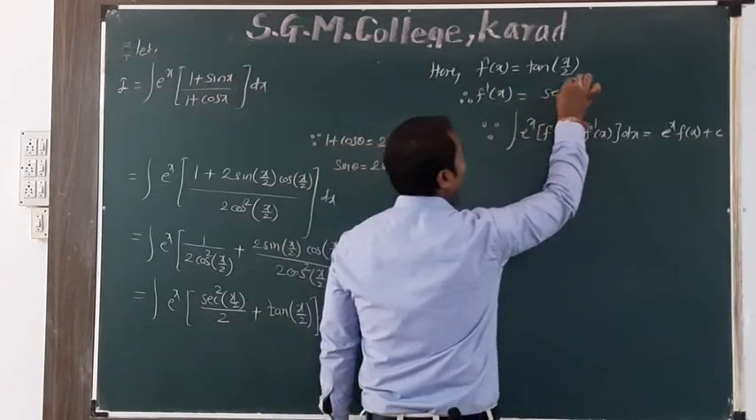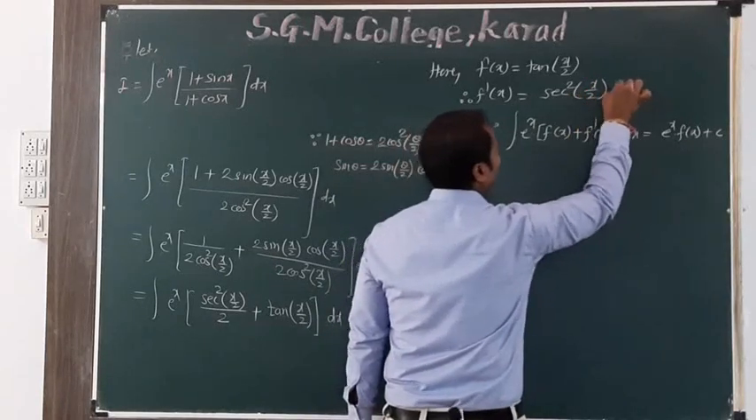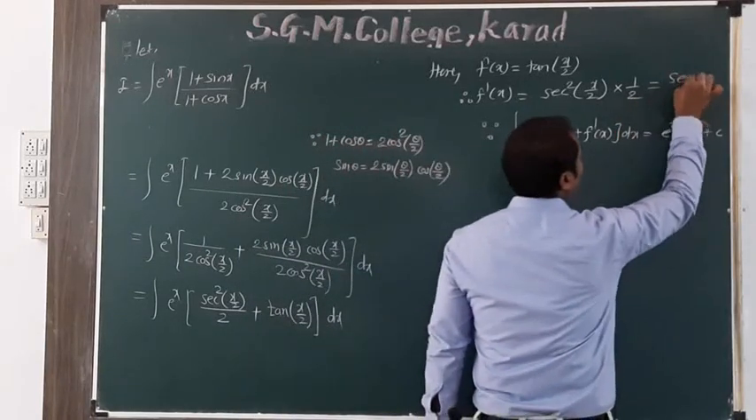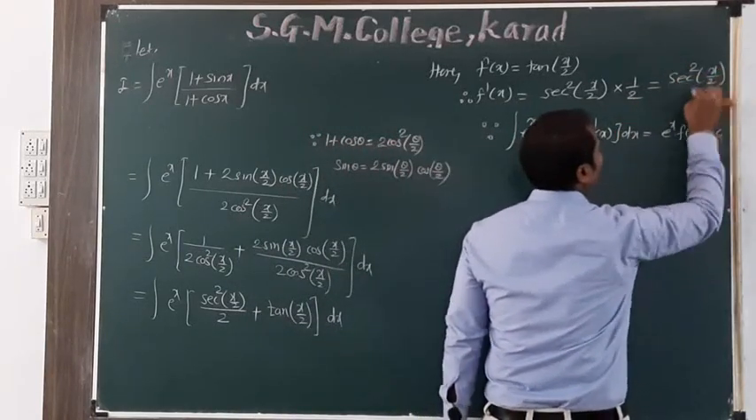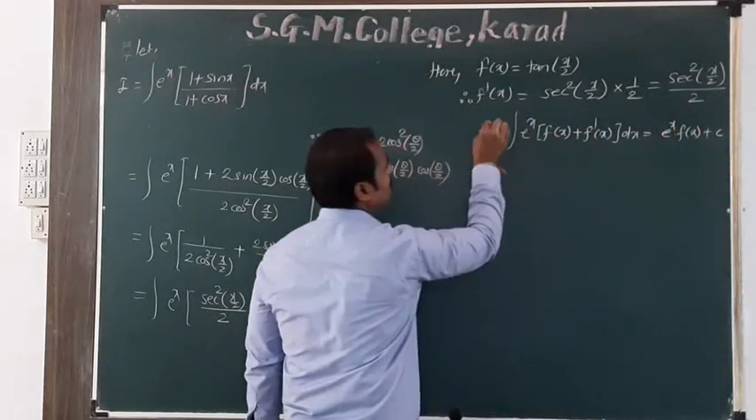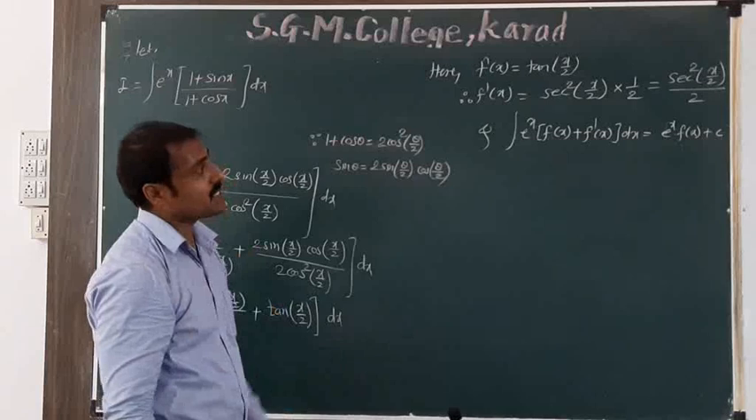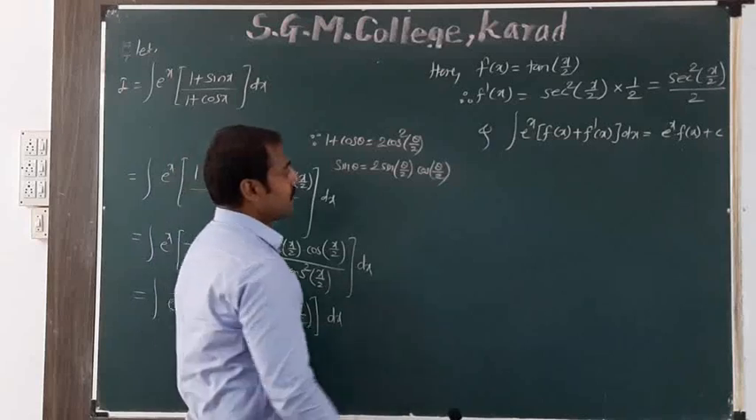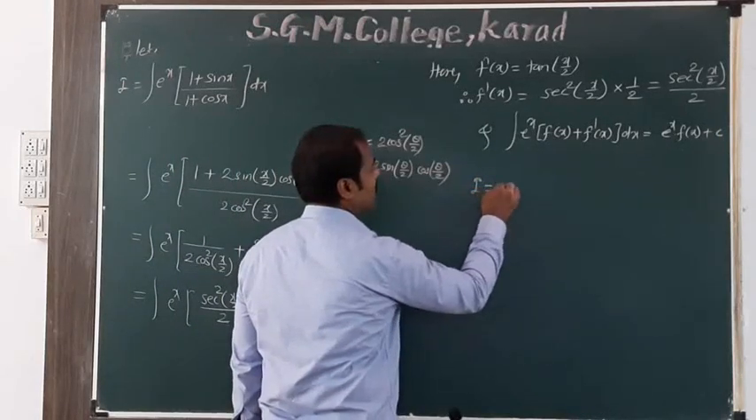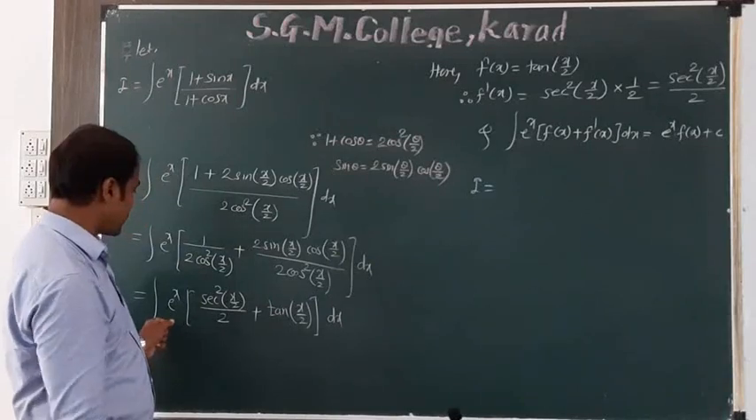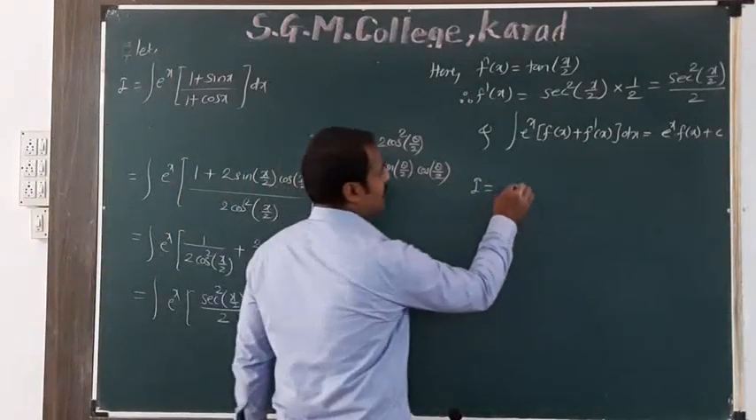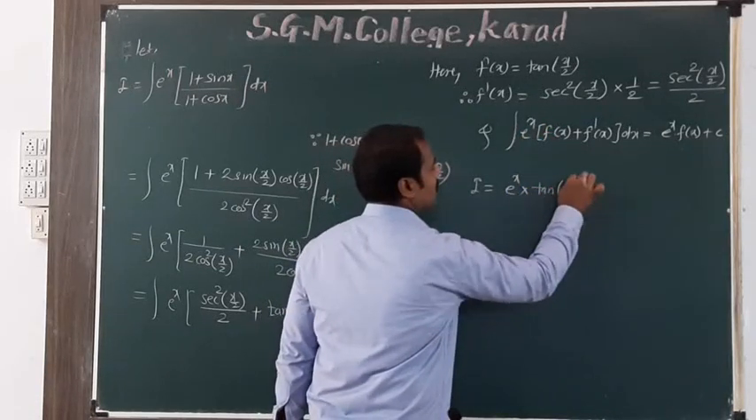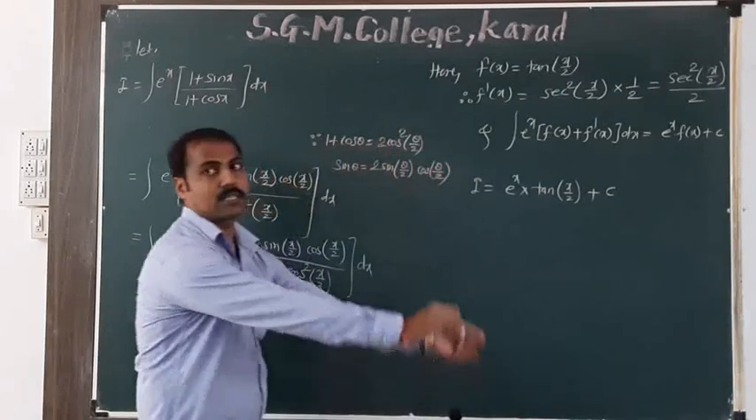Derivative of tan x by 2 is sec square x by 2 into derivative of x by 2, that is 1 upon 2, which is nothing but sec square x by 2 divided by 2. And we use the integration of e raised to x into f of x plus f dash of x dx is equal to e raised to x into f of x plus c. Use this corollary. Therefore I becomes e raised to x into tan x by 2 plus constant of integration c.